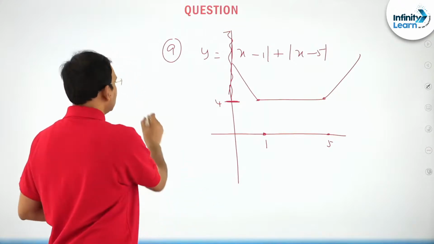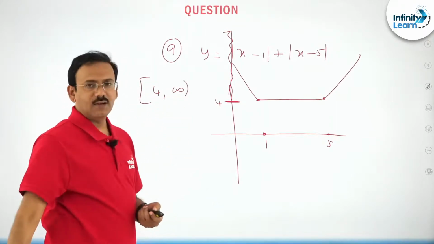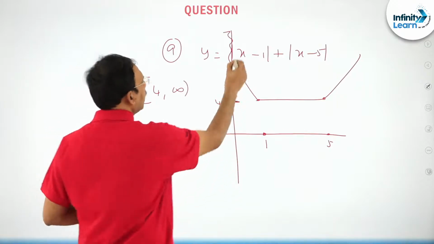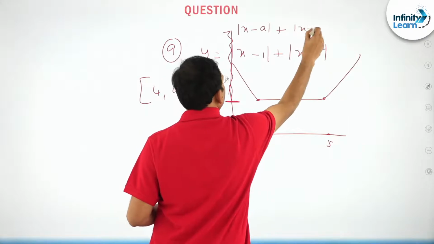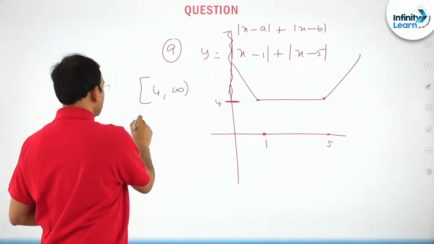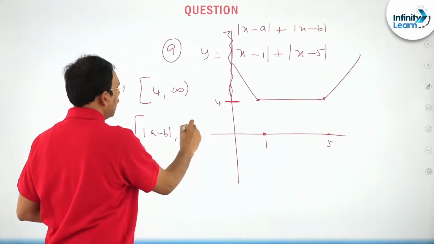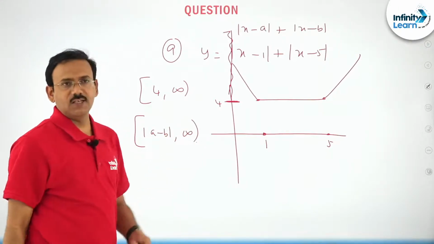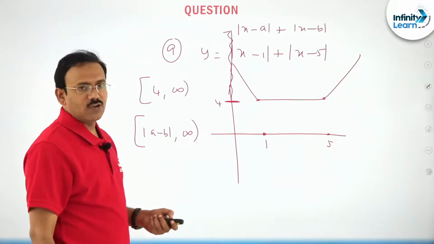So, friends, the range is closed 4 to infinity. Especially if it is like mod x minus a plus mod x minus b, the minimum value is mod a minus b, and the maximum value is infinity. You can observe a shortcut even, right. In this way you can do.